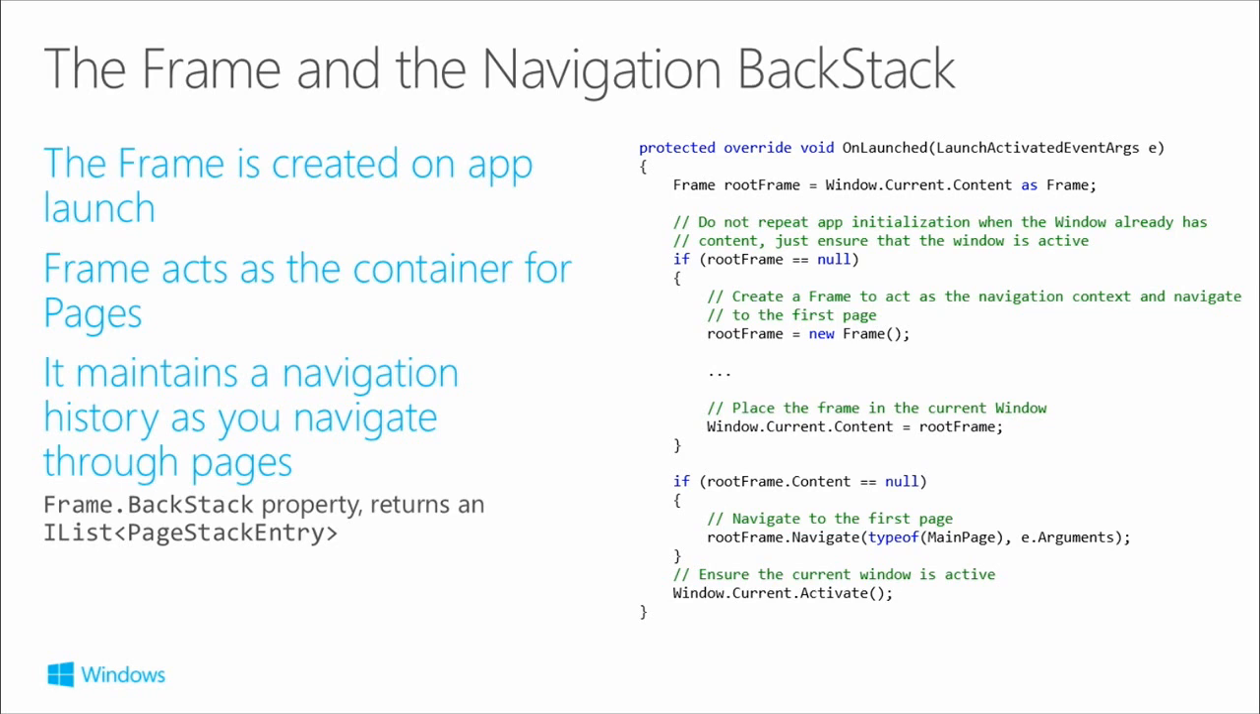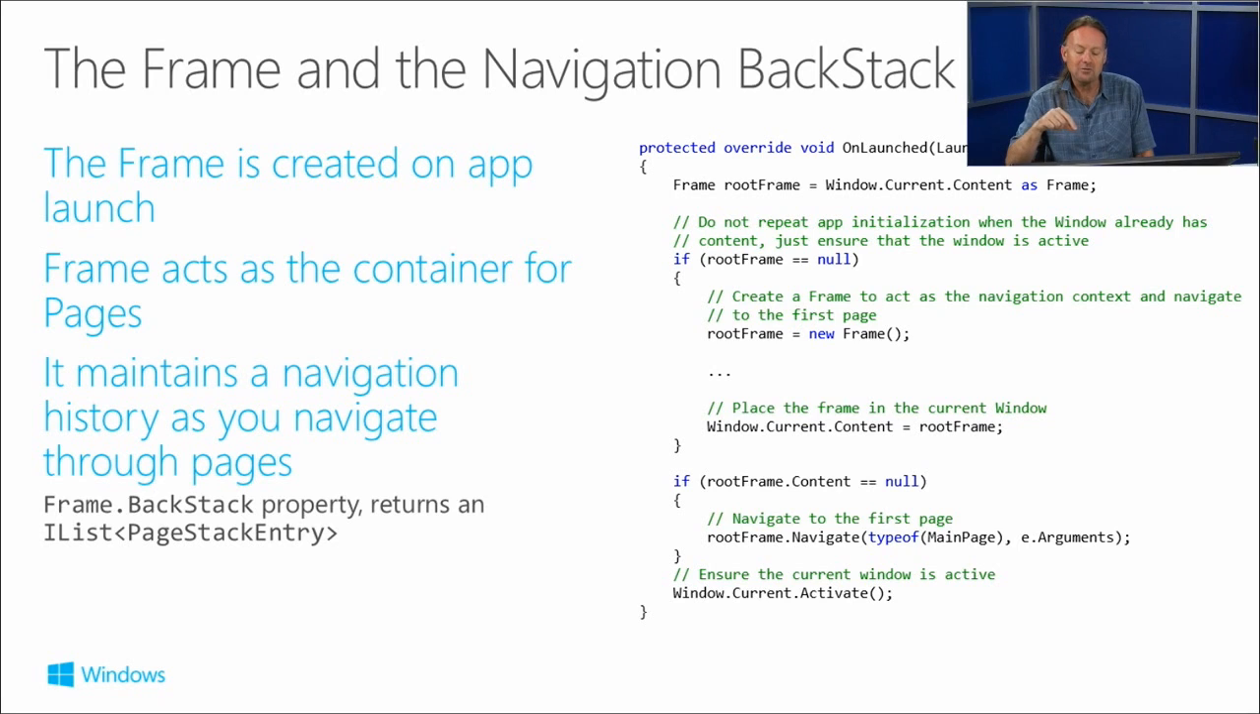Drilling down a little more, there's some more code where the ellipsis is for setting up that frame, which is boilerplate, start-the-app-up kind of code. At the bottom, we have rootFrame.Navigate with typeof MainPage and e.Argument. This is navigating to the first page that the user sees, which in this case is MainPage, an object defined by your MainPage.xaml file. Then you activate the window. So that's your boilerplate.